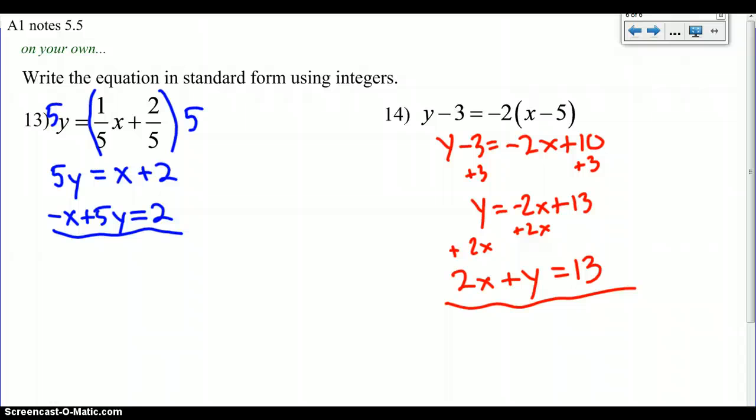Then you can see on 14, it started in point-slope form. I distributed the -2, and don't forget, -2 times -5 is indeed a positive 10. Then add 3 to both sides, and the equation starts to come together. When you finally get into standard form, when you add 2x to each side, you've got it.